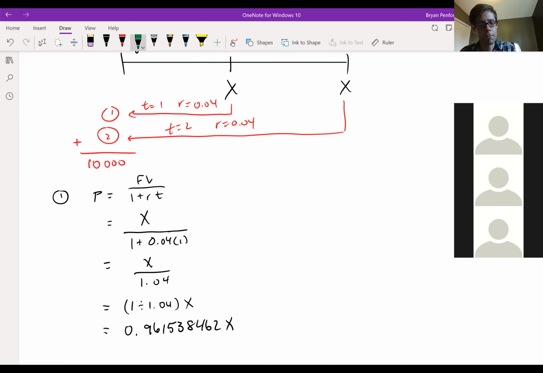By the way, sneaky trick. If you type in 1.04 and hit the 1 over X button, that should give you this as well. So if you ever want to move a number into the numerator, you can always use the 1 over X button. That's a sneaky little trick, or a useful tidbit on how to use the 1 over X button.